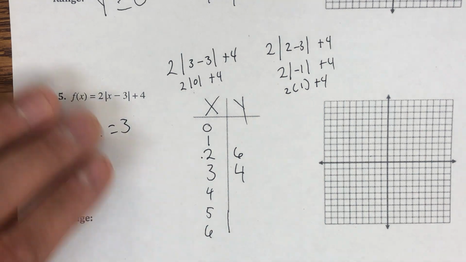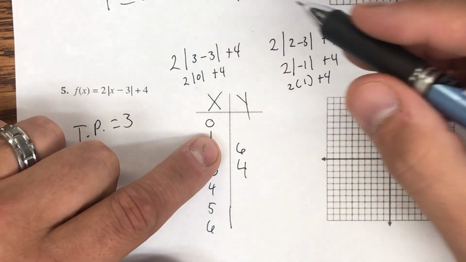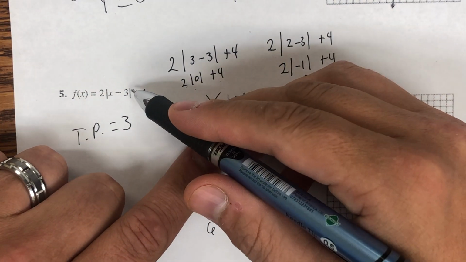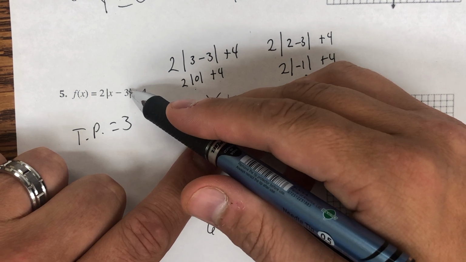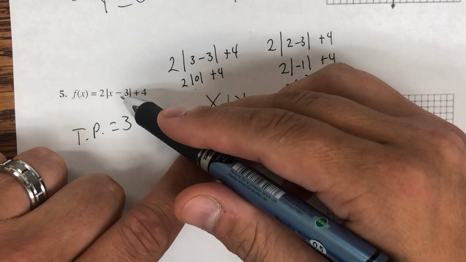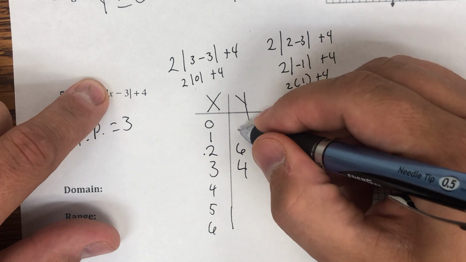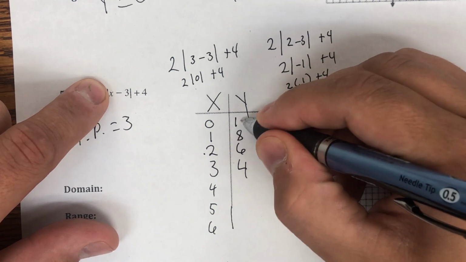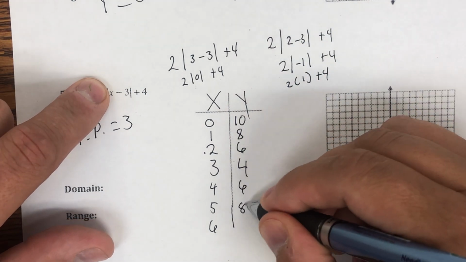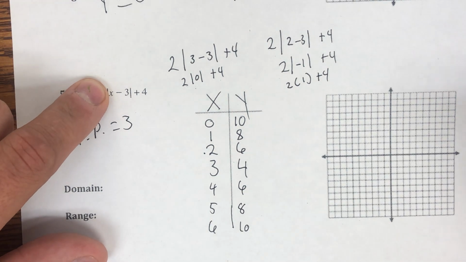All right. Now when I put in 1, I'll do this one in my head. 1 minus 3 is negative 2. Absolute value of negative 2 is 2. 2 times 2 is 4. Plus 4, I get 8. Then I should get 10, 6, 8, 10. It follows the same pattern.